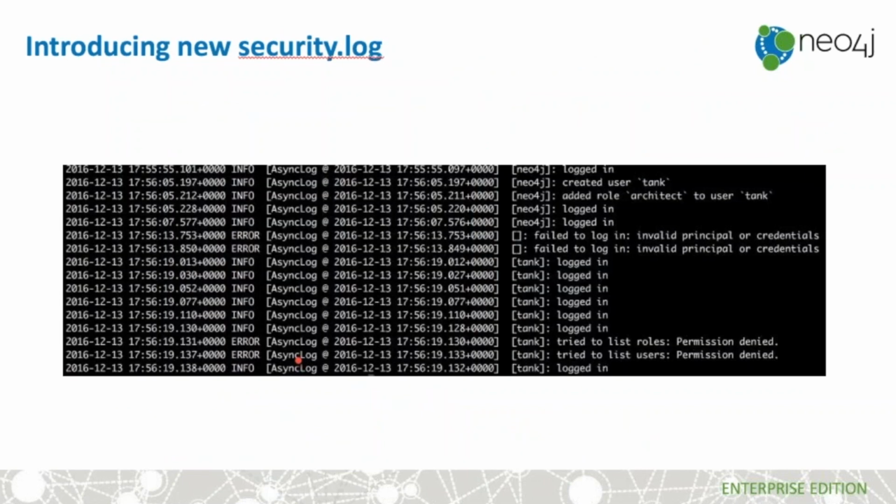We are also introducing a new security log. Here you can see a couple of actions I did to demonstrate this. We have a Neo4j user logged in, who has created a user Tank. I added a role architect to the user Tank, and you can see later on Tank logged in, and then Tank tried to do something which was not in his permission level. Because he was an architect, he cannot list users, he cannot add users. So we log here all the actions that were successfully completed, but we also log actions that are not allowed in our security model. So we believe this is a good feature for you to keep track of what's going on in your system.